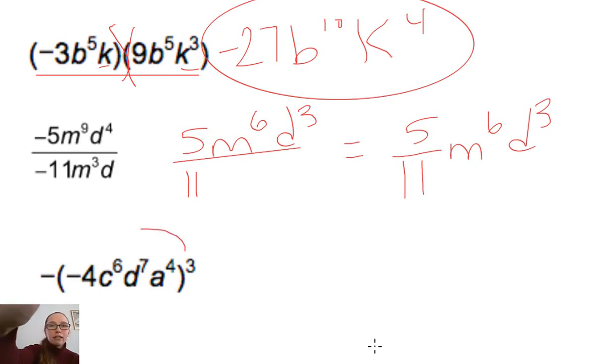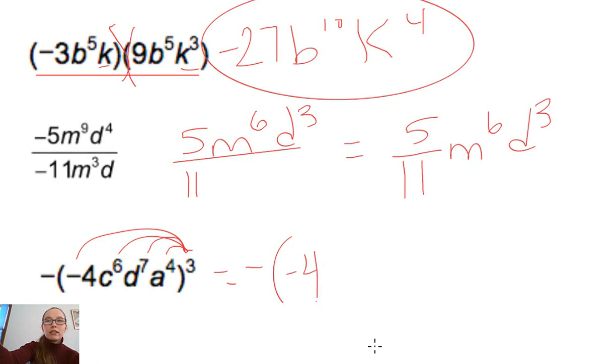So that power goes to all the powers inside. I've got to distribute it. You've learned about the distributive property last year. So I would get negative, so negative 4 to the 3rd power, c to the 18th power, d to the 21st power, and a to the 12th, because we have to multiply those exponents.